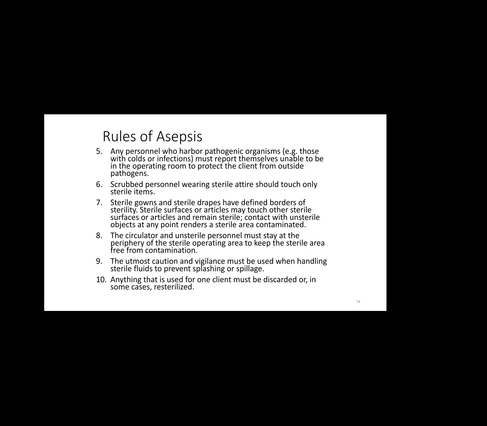Scrub personnel, that's number 6. Scrub personnel wearing sterile attire should touch only sterile items. So there are always personnel who are scrubbed, and those are the ones we regard as sterile. Those ones should only touch sterile items and not non-sterile items. Then, number 7, sterile gowns and sterile drapes have defined borders of sterility. Sterile surfaces and articles may touch other sterile surfaces or articles and remain sterile. Contact with unsterile objects at any point renders a sterile area contaminated.